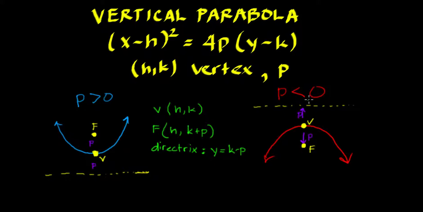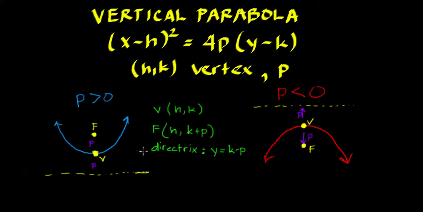Well, what would happen if the p was negative? Well, if you're going to go k minus a negative number, it's actually going to be the same as k plus, and this is why the directrix gets pushed above the vertex. And this gives me my directrix. So now I have my directrix equation. I have my focus equation, so I have an equation that gives me the focus point, and then I have my vertex based upon the equation.